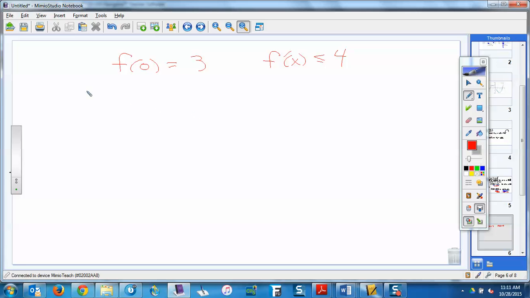Is it possible? Can f of 2 equal 9? That would be a question you would get that would use the speed limit law. If f of 0 is 3, and f prime of x is less than or equal to 4, could f of 2 equal 9? Yes or no? Well, here's what I would suggest. I would draw a picture.